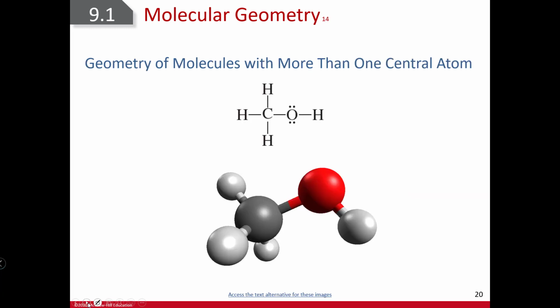All right, the geometry of a molecule with more than one center. Now this is really important. This is important in organic. It's important in chapter 11. So this is a molecule that has 2 central atoms. It's the carbon here. It's the oxygen here. So this is methanol. This group here is called methyl.